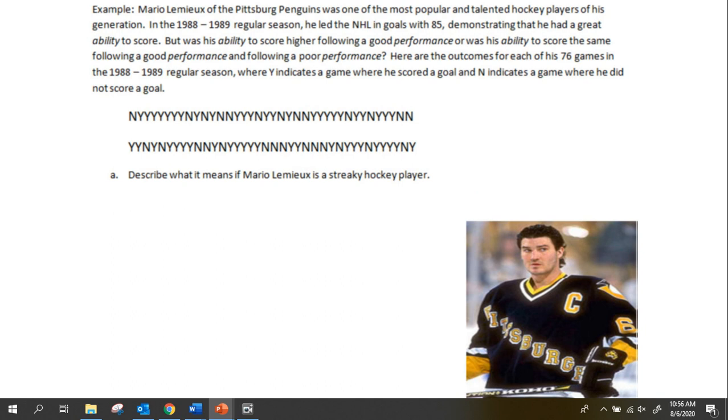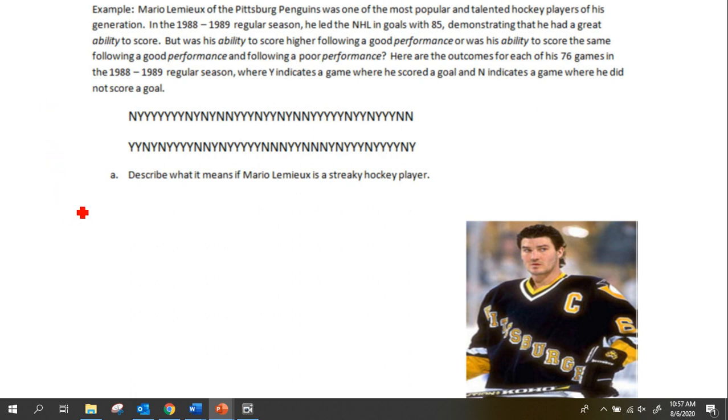Mario Lemieux of the Pittsburgh Penguins was one of the most popular and talented hockey players of his generation. In the 1988-89 regular season, he led the NHL in goals with 85, demonstrating that he had a great ability to score. But was his ability to score higher following a good performance, or was his ability to score the same following a good performance and a poor performance? Here are the outcomes of each of his 76 games in that season, where Y indicates a game where he scored a goal, and N indicates a game where he did not score a goal.